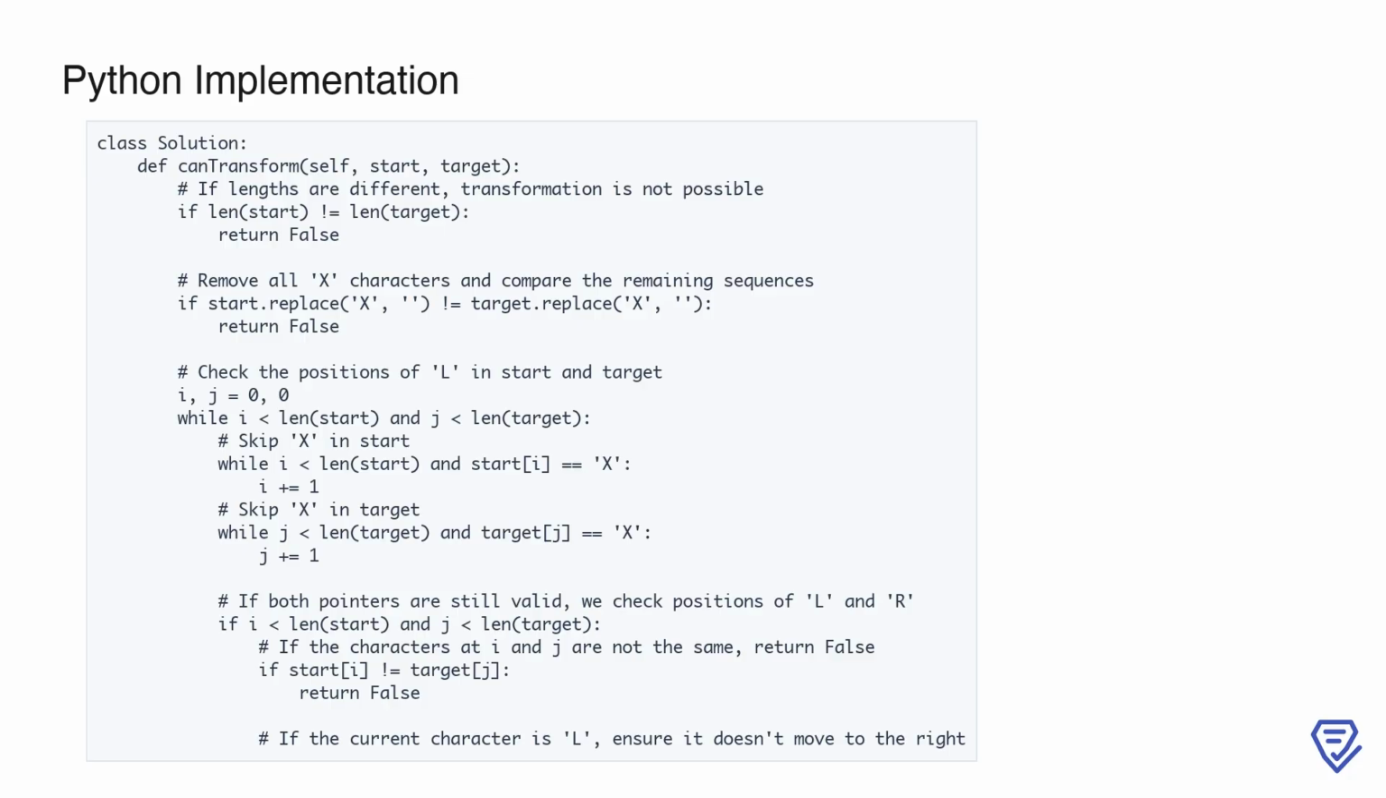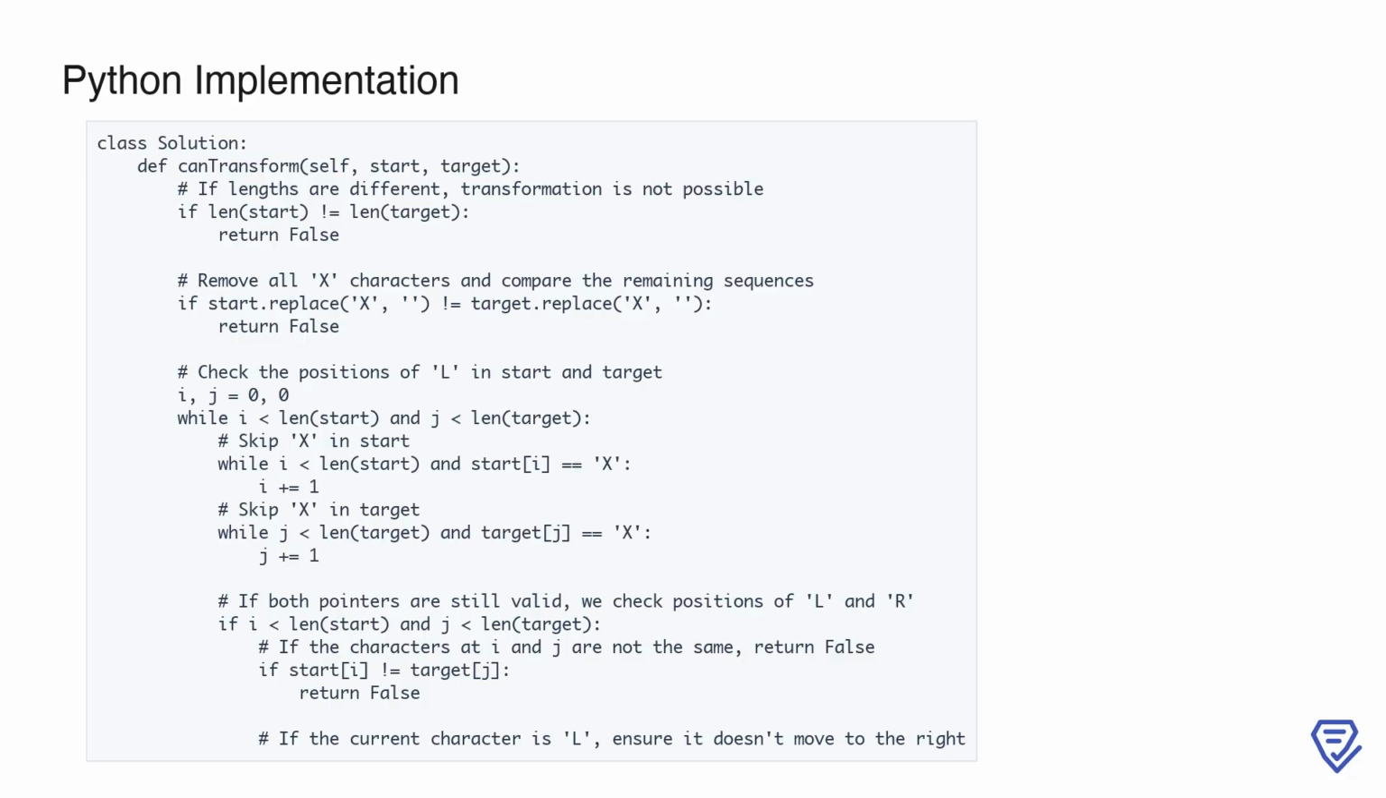Now, we move on to assessing the positions of the L characters. We initialize two pointers, i and j, to iterate through the start and target strings respectively. While iterating, we skip over any X characters by incrementing the pointers until a non-X character is found. If both pointers remain within the bounds of their respective strings, we then compare the characters they point to. If the characters at these positions are different, we return false because it means the transformation cannot align the characters properly. Finally, we begin handling the constraints specific to L and R.